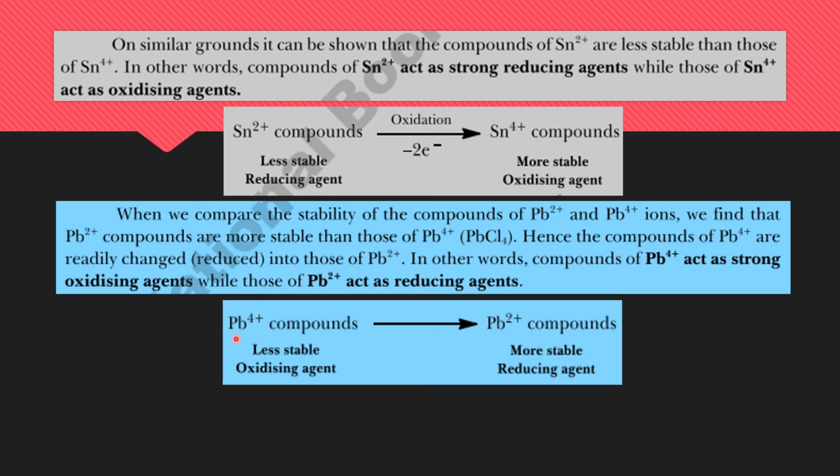So if they exist in the +4 oxidation state, they readily reduce to the +2 oxidation state. So we can say that the compounds of lead having the +4 oxidation state are less stable and behave as oxidizing agents, and lead +2 compounds are more stable and behave as strong reducing agents.